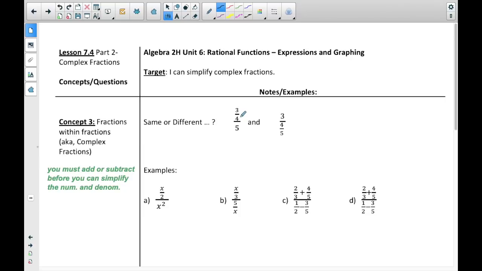So are these two the same thing? This one has 3/4 on top of 5. This one has 3 on top of 4/5. But they're both 3, 4, 5. Are those the same thing? Well, no, they're not. How do we know?